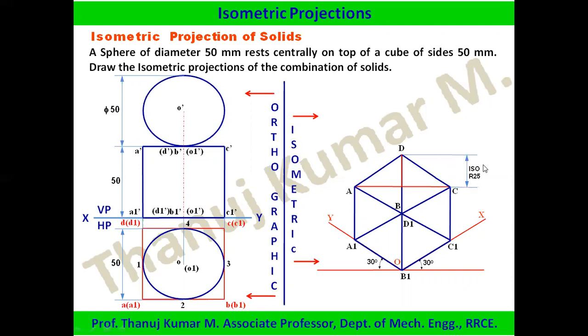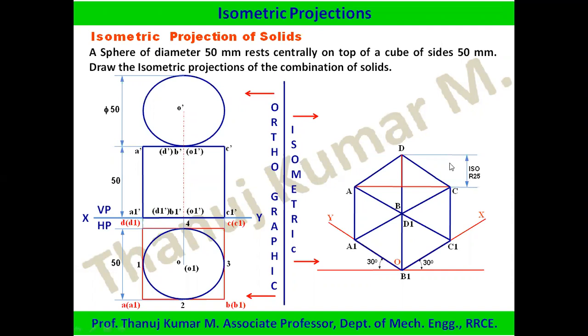See, I'm locating the center of the sphere. Keep in your mind, I'm converting the radius of the sphere and locating the center here. The actual radius of the sphere is 25 mm. I am converting it into isometric: 25 into 0.8164. It will naturally be less than 25, it may be 24.4 or something like that. You measure it and then locate it here. This distance should locate the isometric center of the sphere.